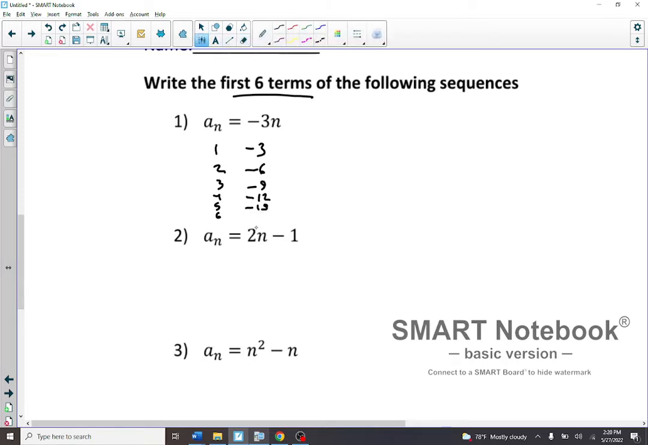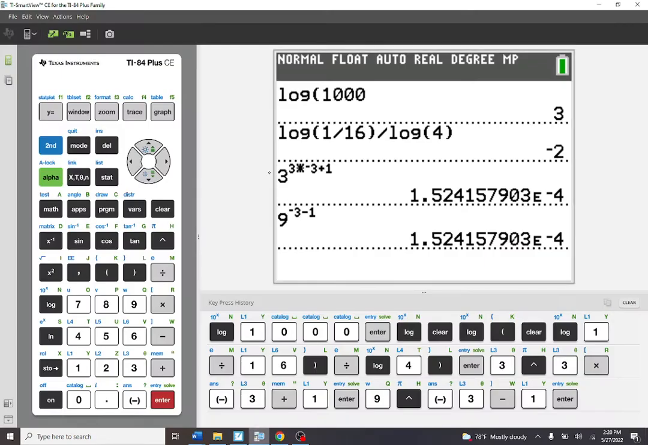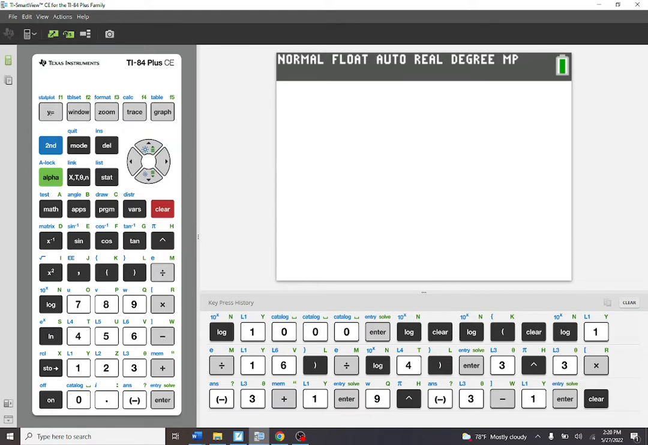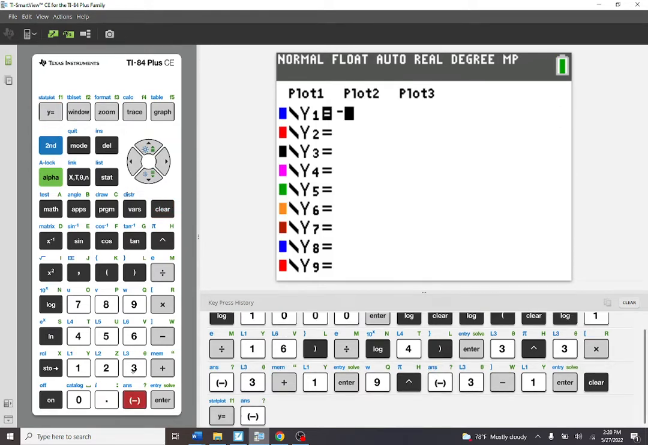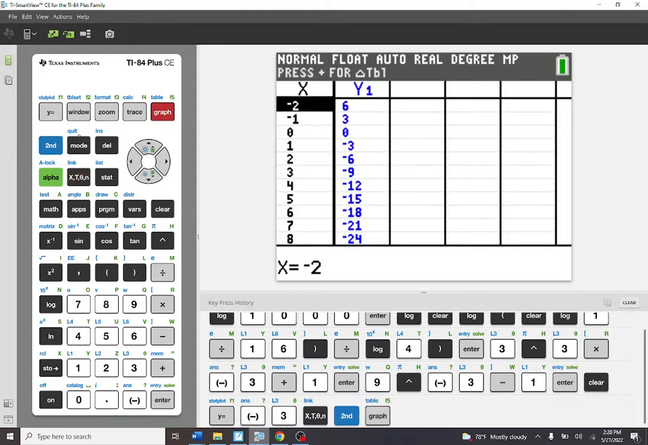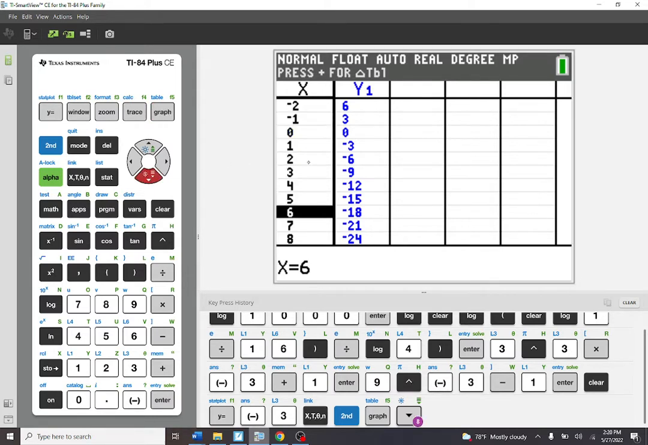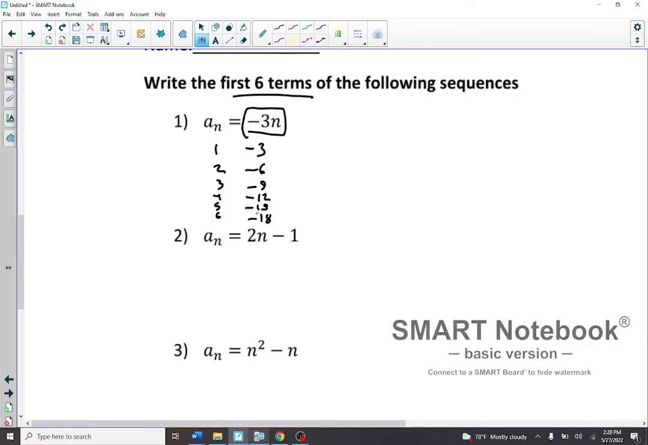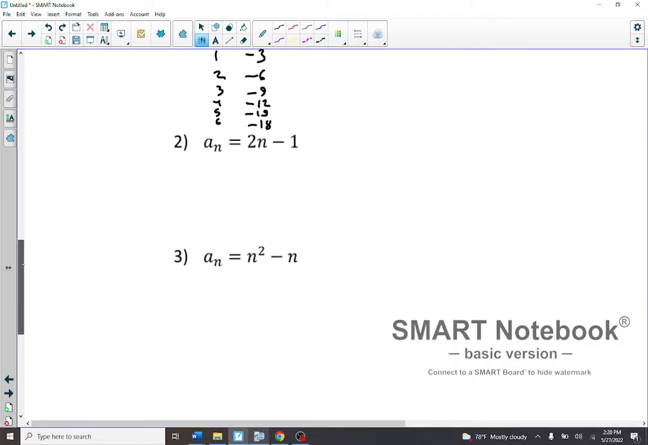Or you could have your calculator do it for you. I could take the equation here, which is negative 3n, go to my calculator. I could go y equals and put negative 3, I'll put x instead of n. And then I pull out the table. So I click second graph to get the table. Here, if you notice, 1 is negative 3, 2 is negative 6, 3 is negative 9, 4 is negative 12. I could just plug it in here for the answers. So I could use my calculator to my advantage.